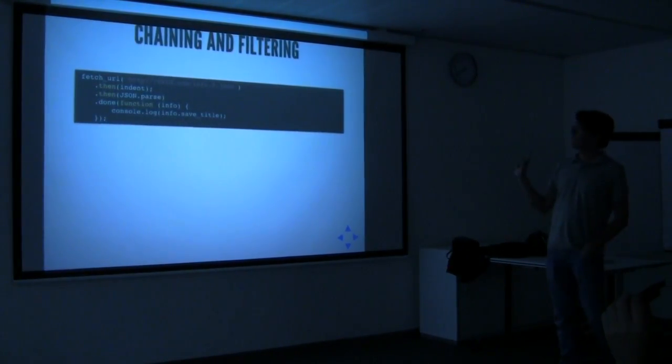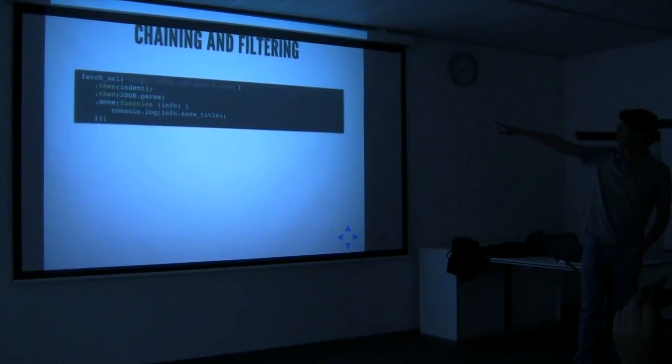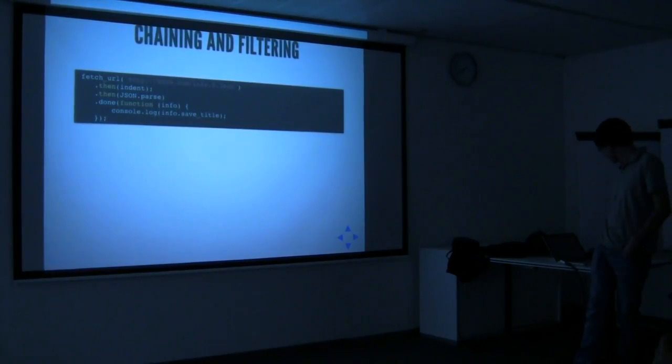For example, one initial thing you can do is start adding filters to your deferreds. If you have a fetch URL, you can then pass a filter to indent it nicely if it's messy. Then you can pass another filter to maybe parse it as JSON, which doesn't make sense, but it's just for the purpose of the example. And once it's done, you call a callback that does something with the result.